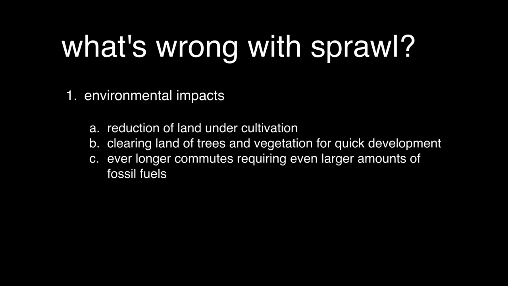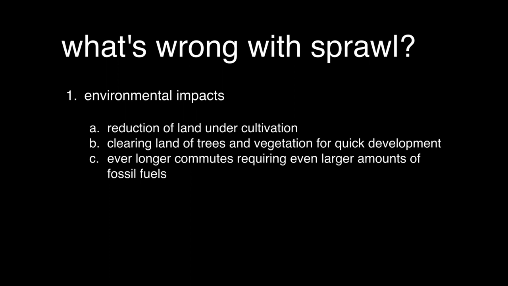Okay, so what's wrong with sprawl? I'm going to discuss 4 things. The first is negative environmental impacts. You're taking land that is green in some way, you clear it of trees and vegetation because it's much easier to develop land that has nothing on it, right? So whatever is growing there, whatever is alive there is taken out, okay? So you can see that that has a negative impact right away.